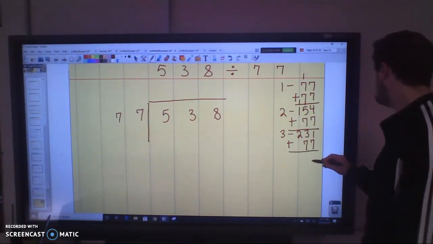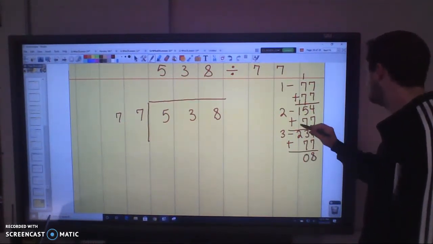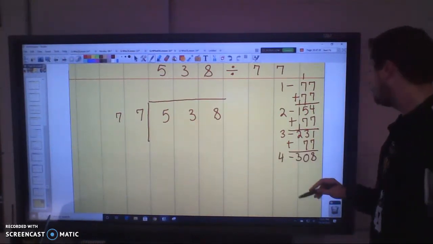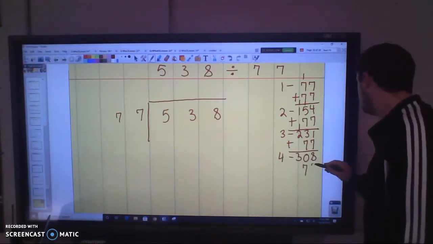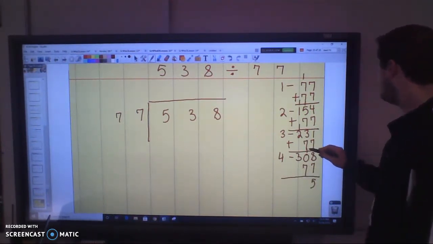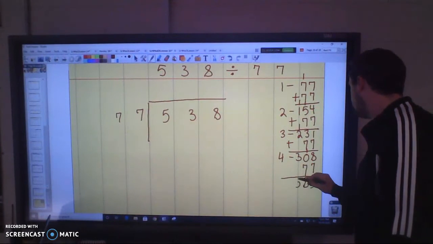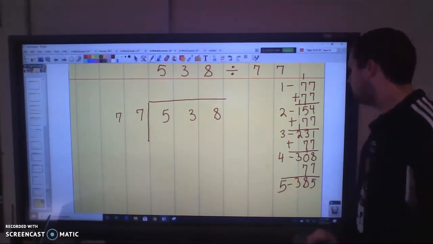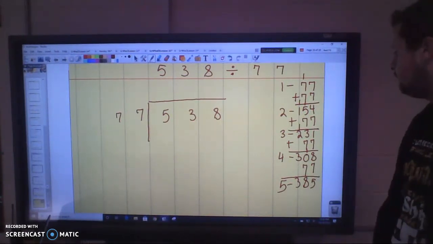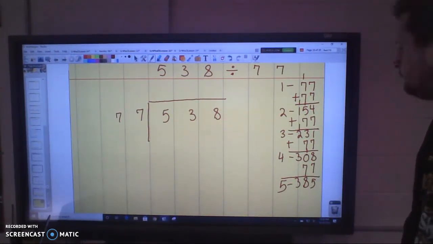7 plus 1 is 8. 7 plus 3 is 10. 2 plus 1 is 3. So that's 308. Got one more multiple that we're going to do. 8 plus 7 is 15. 7 plus 1 is 8. All right. So we're going to stop at 5 for right now.